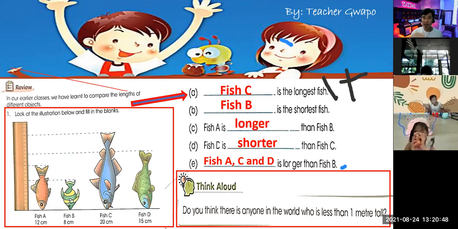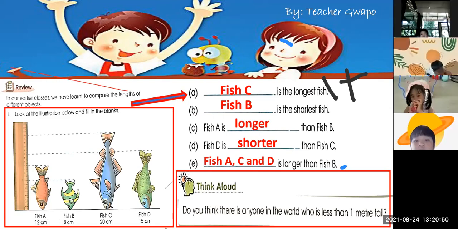So therefore, Milin is taller than 1 m. 1 m is only 100, right? So Milin is 130. So Milin is taller. Now, do you think you can see people who are shorter than 1 meter?